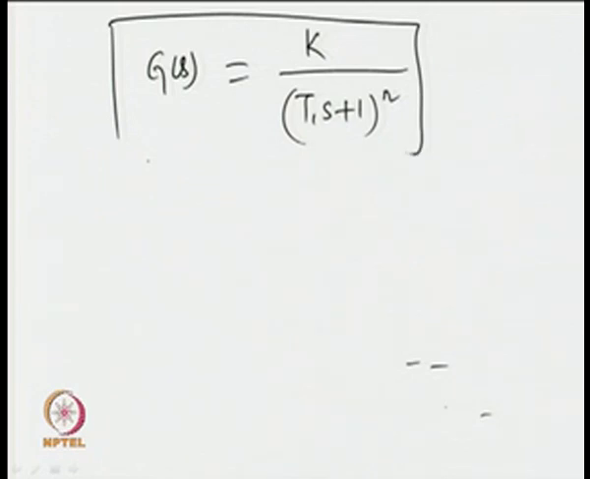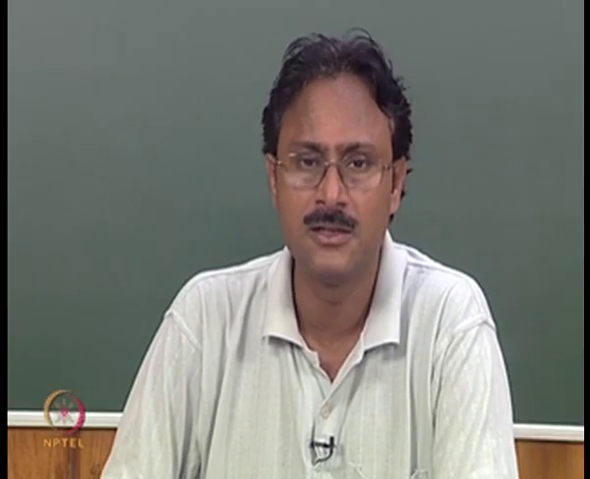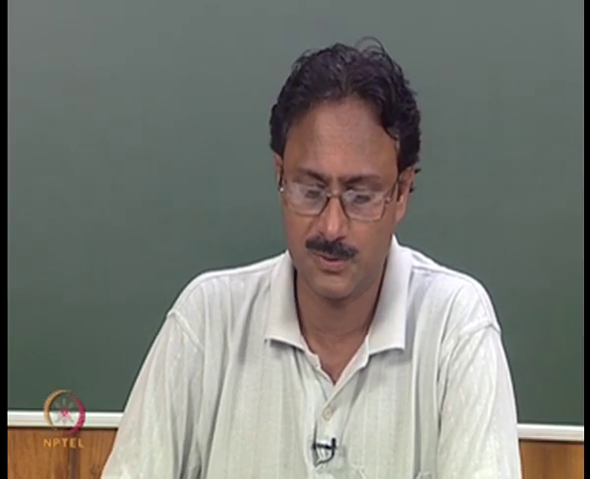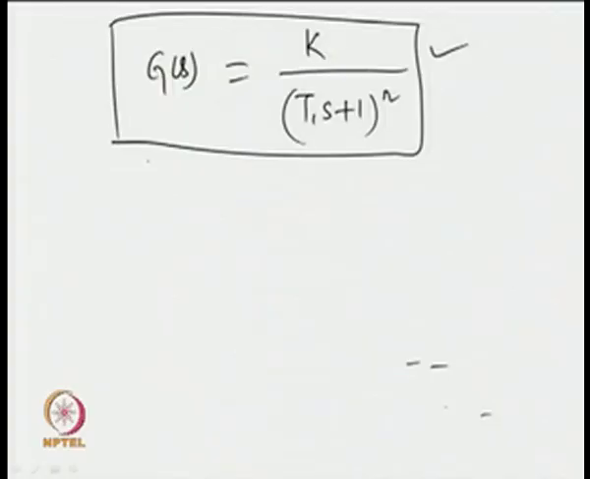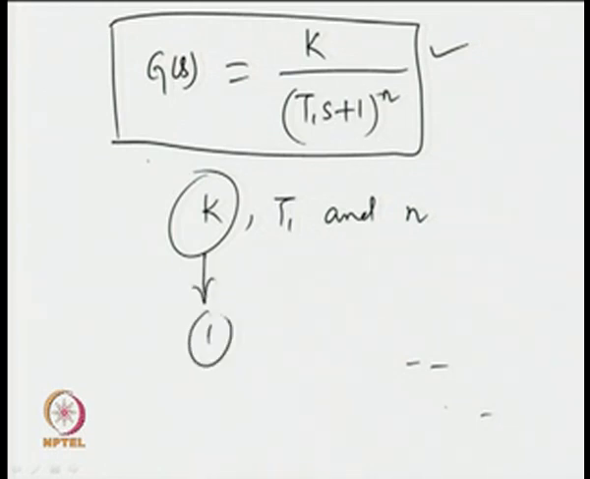Before identification, generally it is assumed that the process dynamics assume some specific transfer function form. So, in this case we assume that the process has some all pole transfer function form, defined as k upon T 1 s plus 1 to the power n. So, identification of the process dynamics means finding the values for k, T 1 and n. K has been found: we have found k to be 1 from the steady state output of the closed loop system.